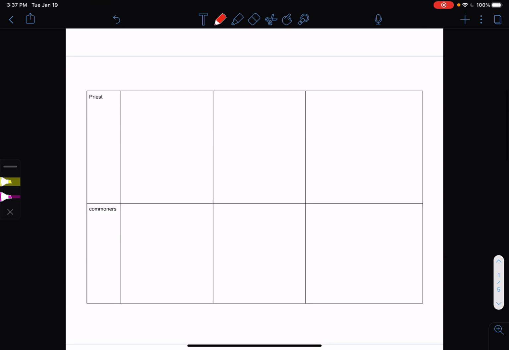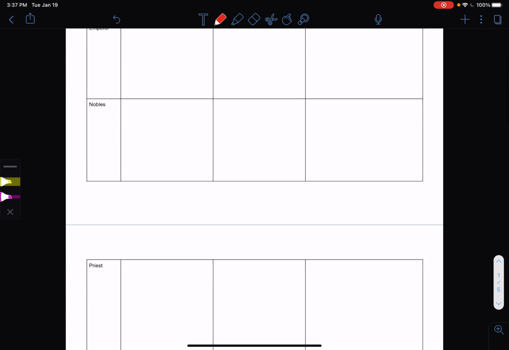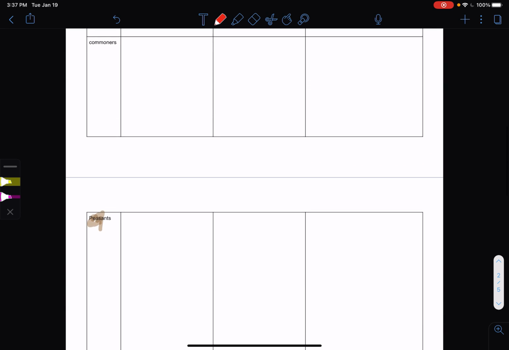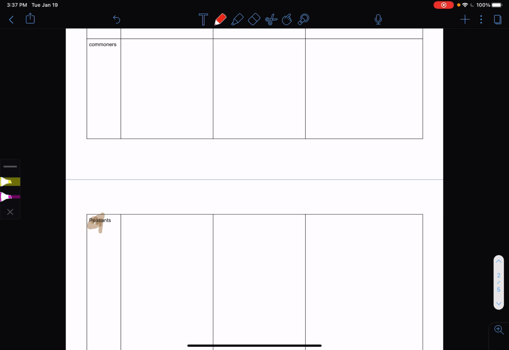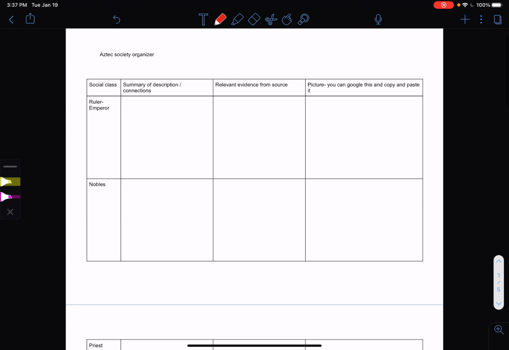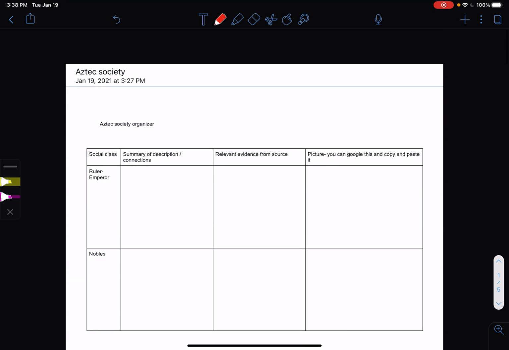So that's what you're doing for ruler, emperor, nobles, priests, commoners, and peasants. On Wednesday you're going to work on this. On Thursday we're going to introduce listening and speaking, and you are going to be assessed on it. We're going to have several times to practice taking notes. And then next week we're going to focus on Aztec religion and the conquest of the Aztecs by the Spanish. So this is your work for today, Wednesday. Please submit it. Please don't submit something that's incomplete. I find it to be disrespectful.